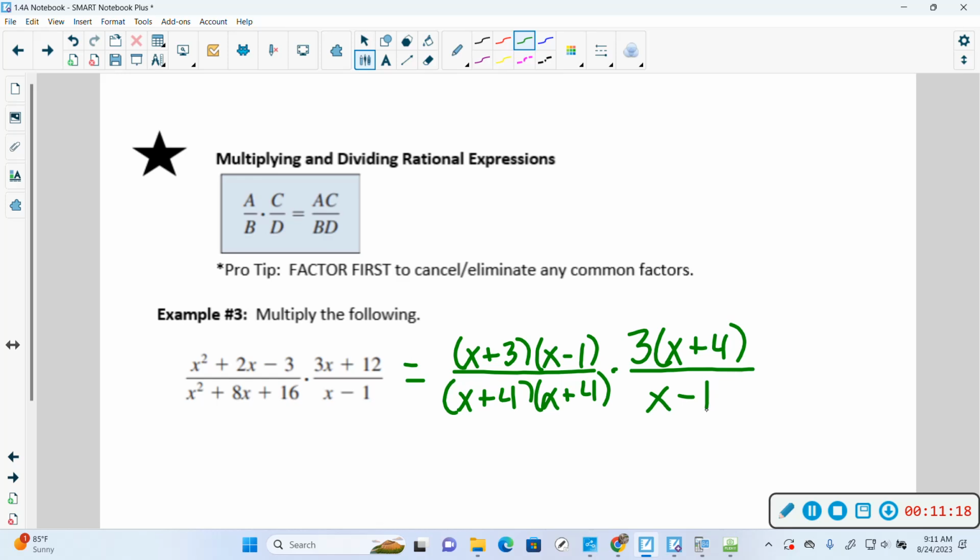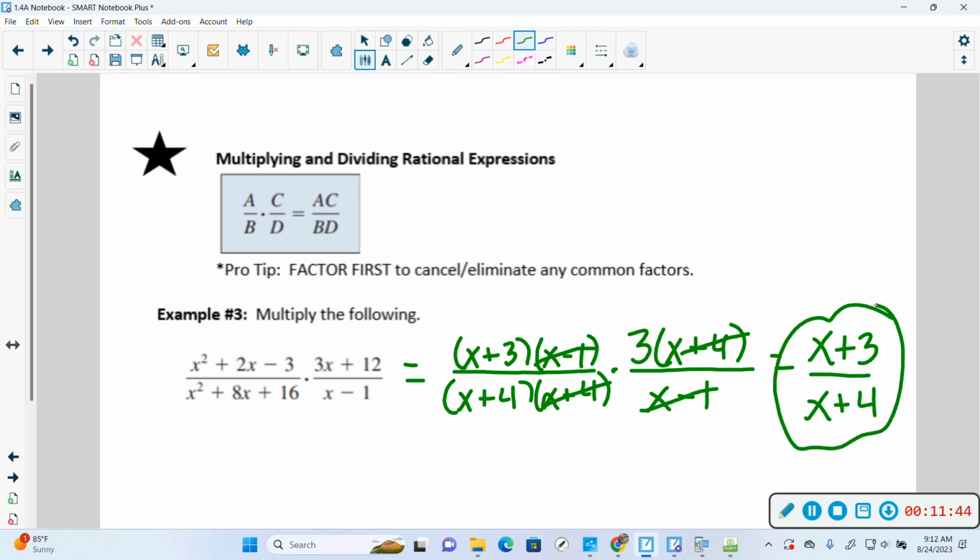Okay, so now we're looking for the common factors. Technically, we're multiplying this together. I'm thinking about this all as one giant numerator, one denominator, one giant fraction. I'm looking for my common factors in the top and the bottom. What else can you get rid of? Got it. So final answer, x plus 3 over x plus 4.